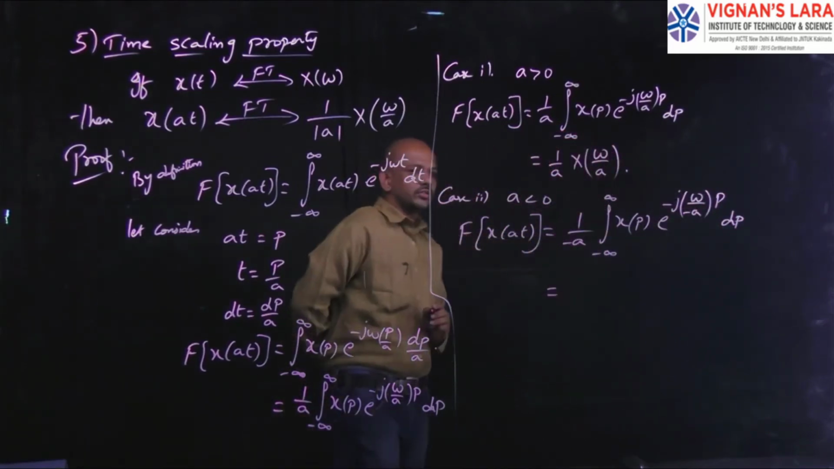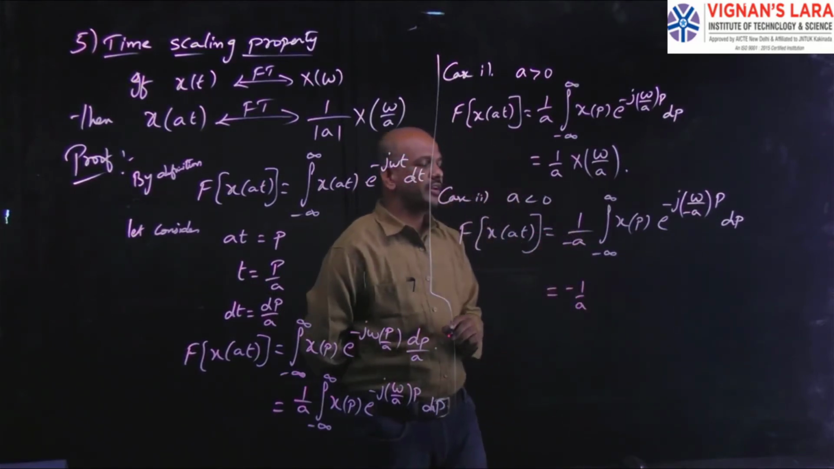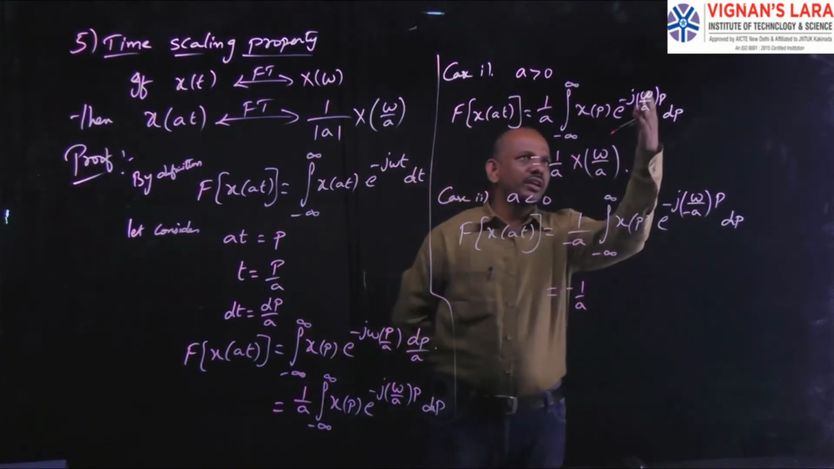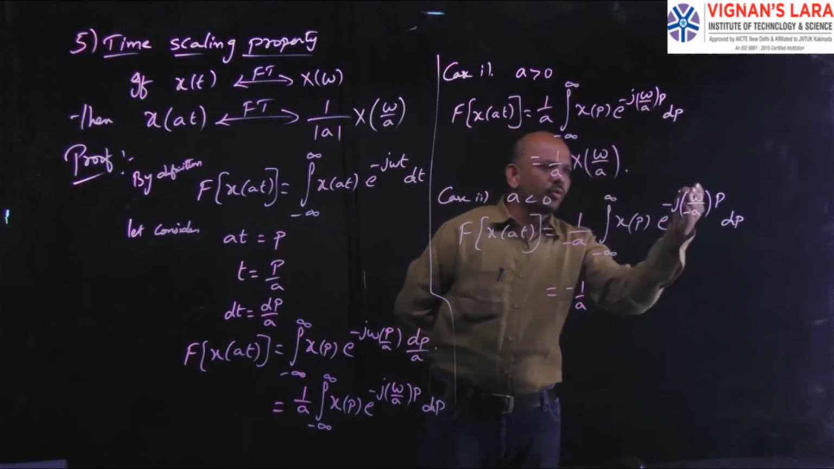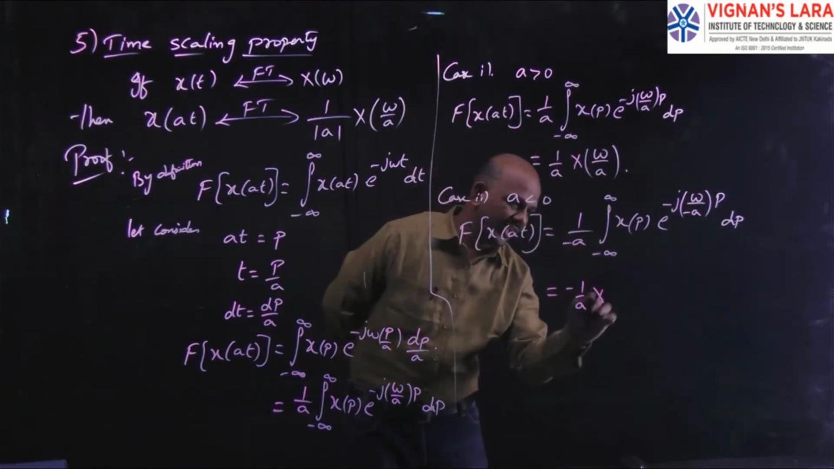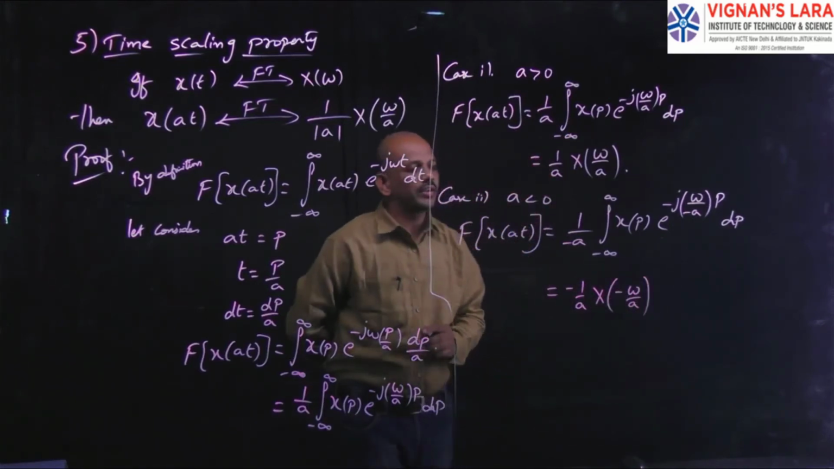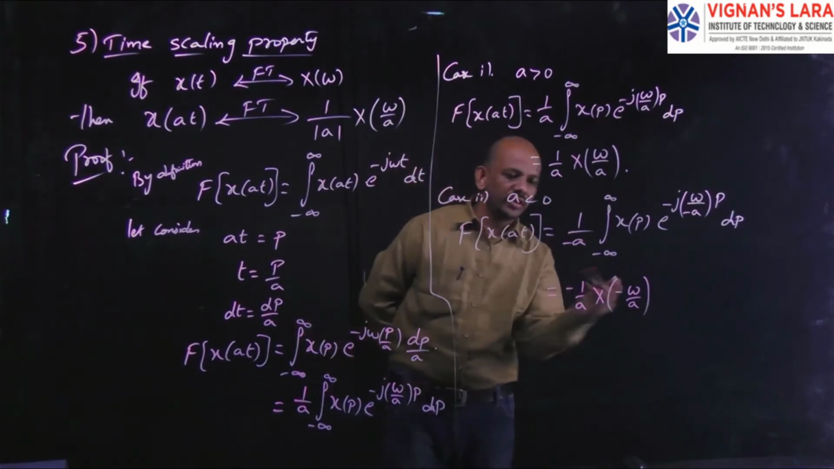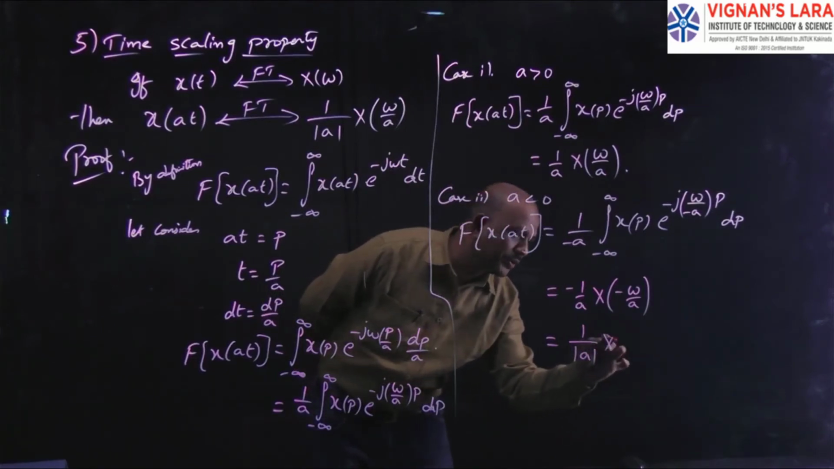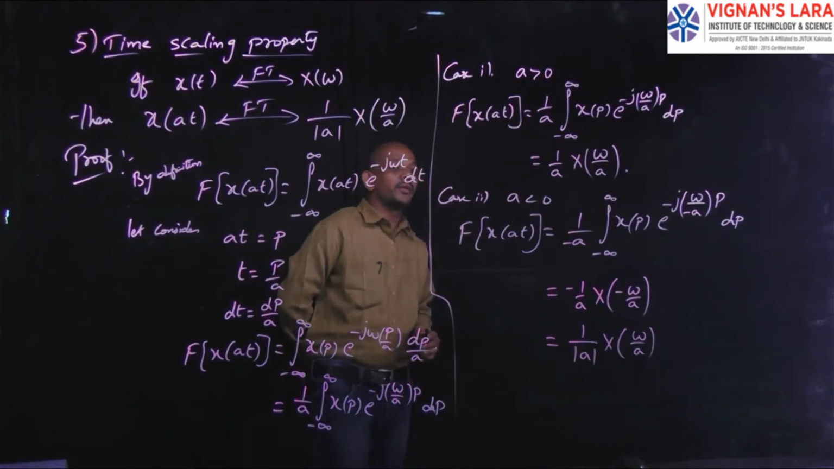So that will be equal to, see here, there is nothing but minus 1 by a, and for this the formula will be, because here omega by a I have written as X of omega by a, here omega by minus a I have written as X of minus omega by a. So that is X of minus omega by a. If you bring minus outside, then what will happen? Plus, that will be equal to 1 by mod a into X of omega by a.